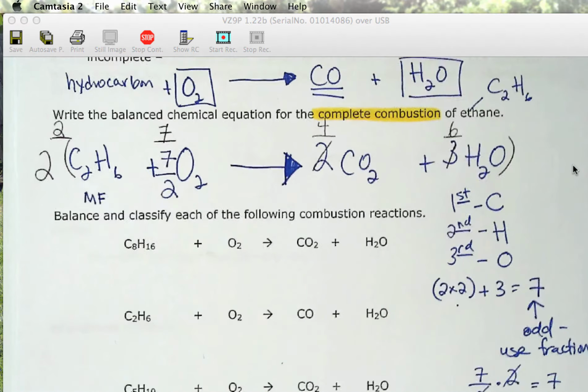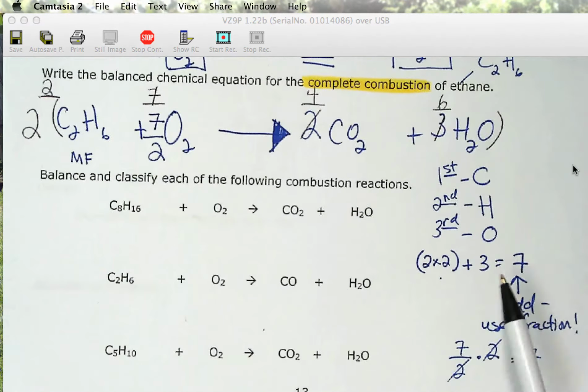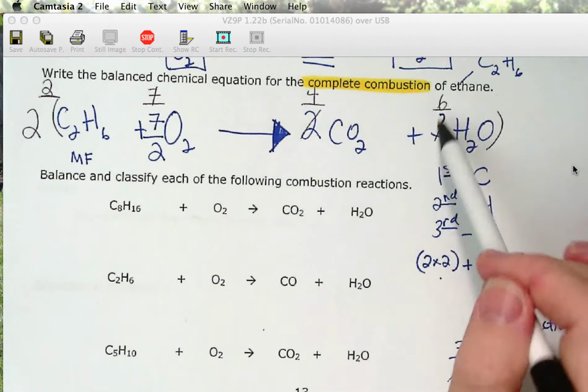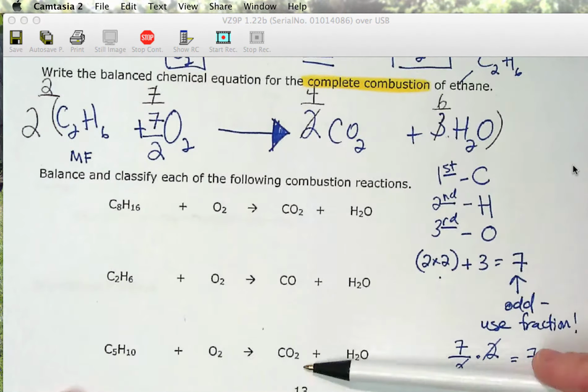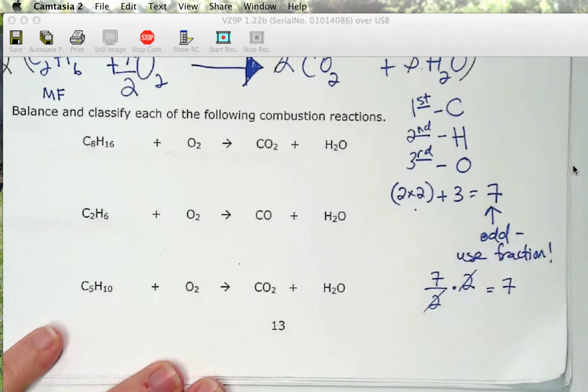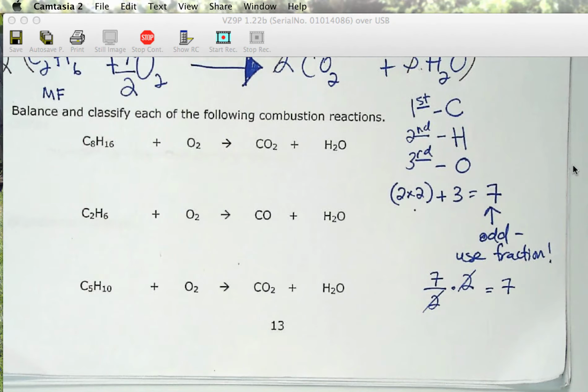So a lot of times students get tripped up by using fractions, and they think, I have to use fractions for every combustion reaction. You only use it when you have the odd-even problem. So whenever you get an odd number on the right side, that's when you use the fractions. Okay, so I want you to balance each of these reactions and classify them. And when I say classify, either incomplete or complete combustion.